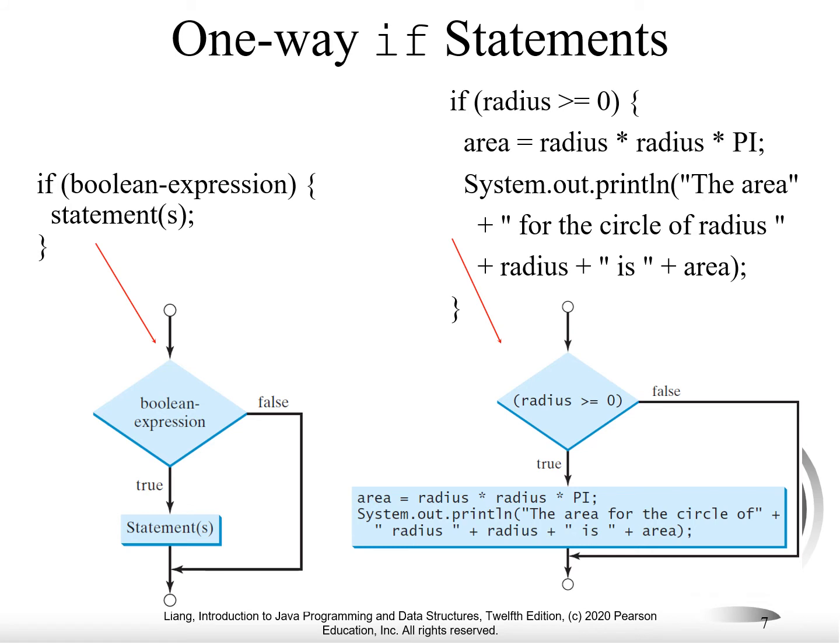An if statement begins with the keyword if, followed by a pair of parentheses, which contains a Boolean expression. That's followed by a pair of curly braces, and inside those curly braces are one or more statements. The statements that appear inside the curly braces will only be executed if the Boolean condition inside the parentheses evaluates to true. If the Boolean condition evaluates to false, the computer will skip over the block of code enclosed in the curly braces.